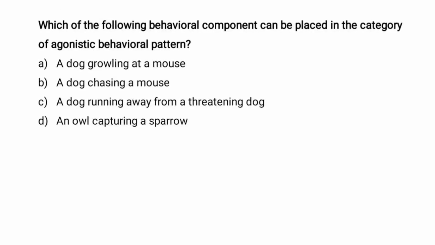Such behavior includes aggression through sound such as growl, bark, etc., through sight, changing coloration or inflating body structure, and even scent, which produce direct physical damage. So, a dog running from a threatening dog represents the agonistic behavior pattern.